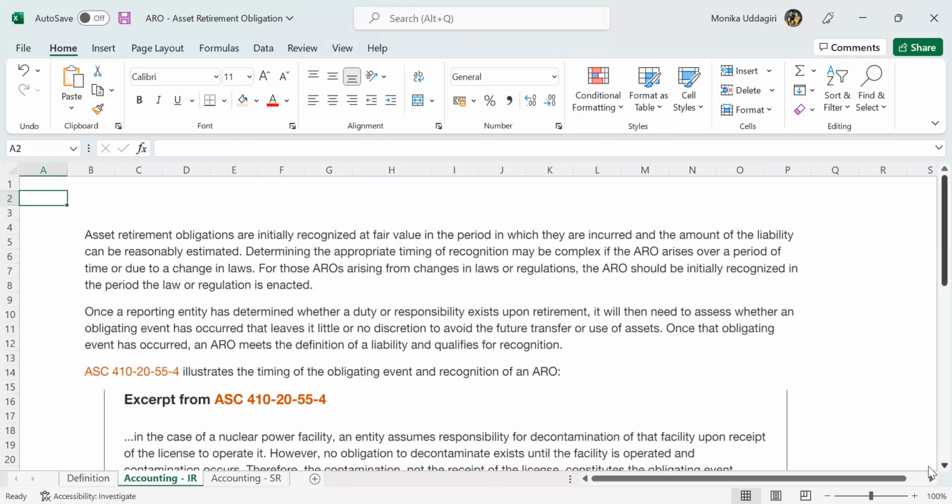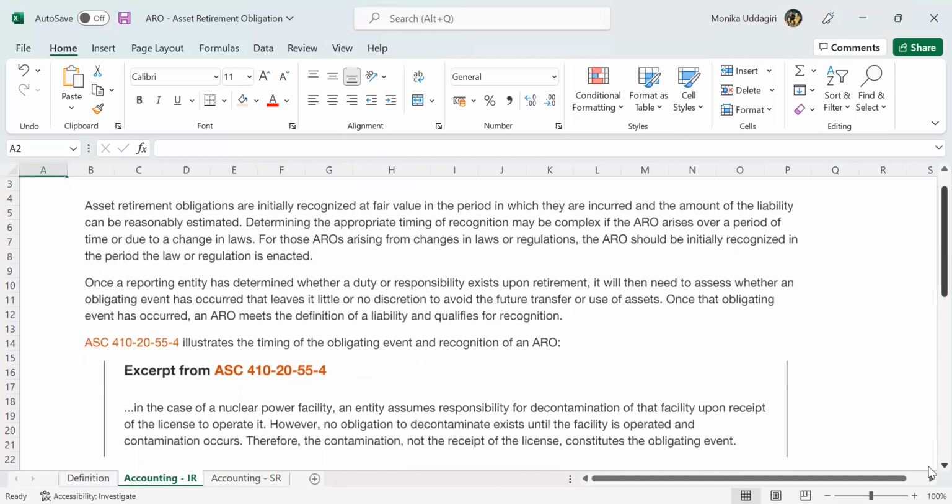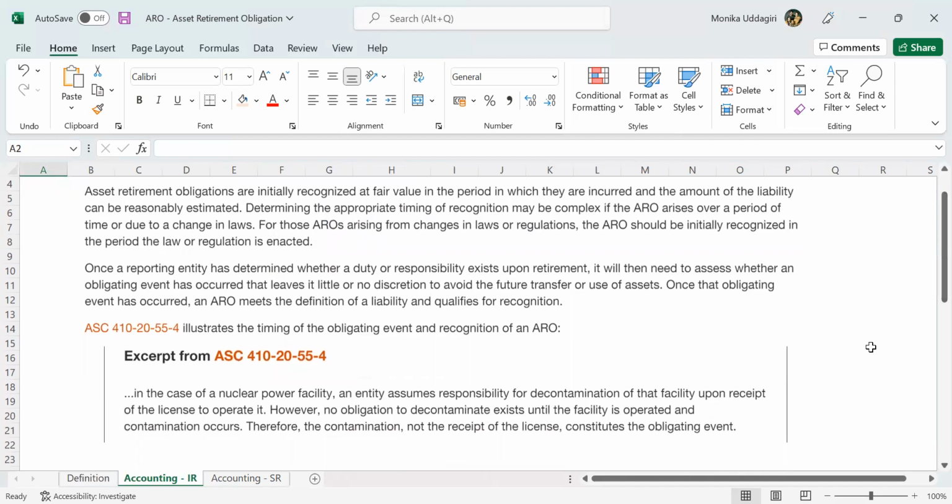And this is an excerpt from the PwC audit guide. Let's read this out. What is it saying? Asset retirement obligations are initially recognized at fair value in the period in which they are incurred, and the amount of the liability can be reasonably estimated. You should highlight that, reasonably estimated. And then determining the appropriate timing of recognition may be complex if the ARO arises over a period of time or due to change in laws. For those AROs arising from changes in laws or regulations, the ARO should be initially recognized in the period the law or regulation is enacted.